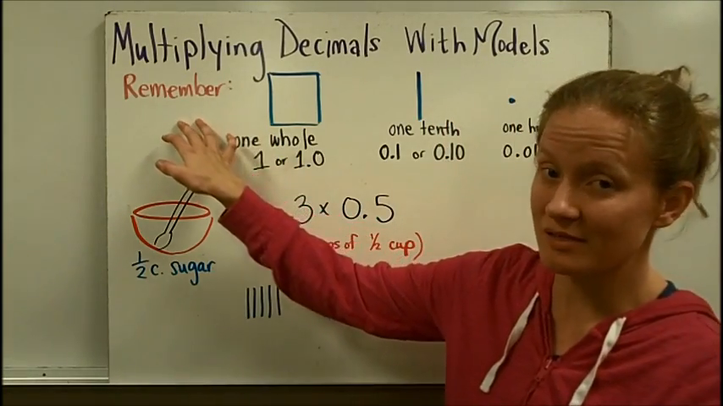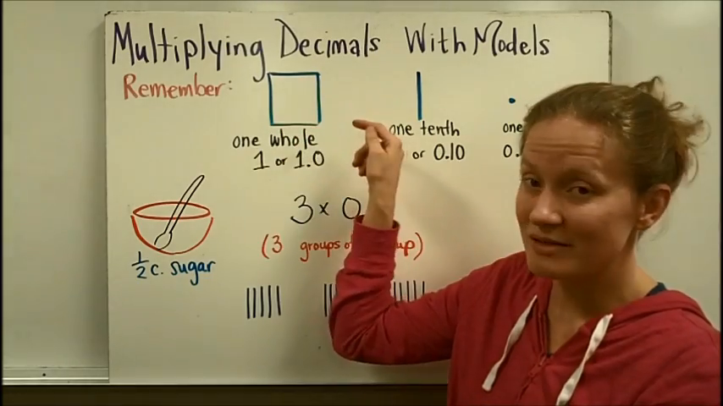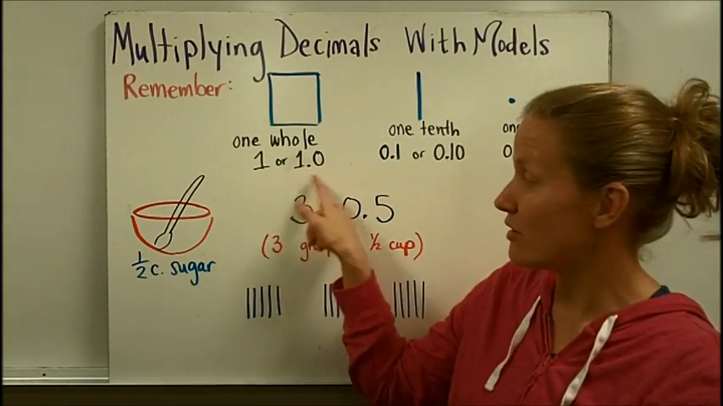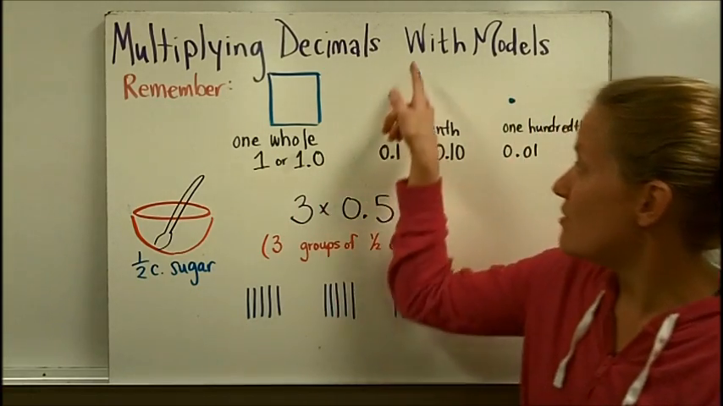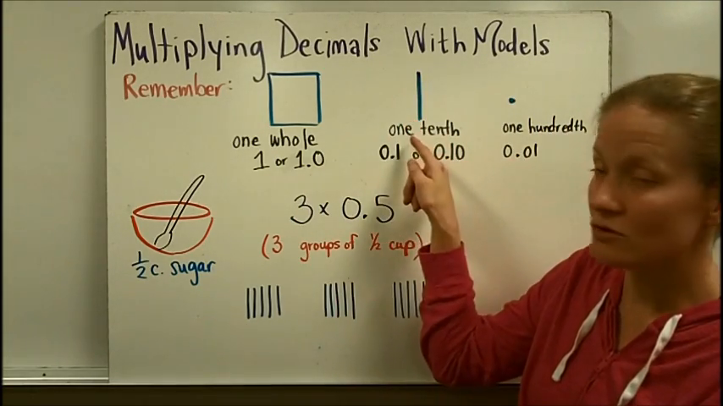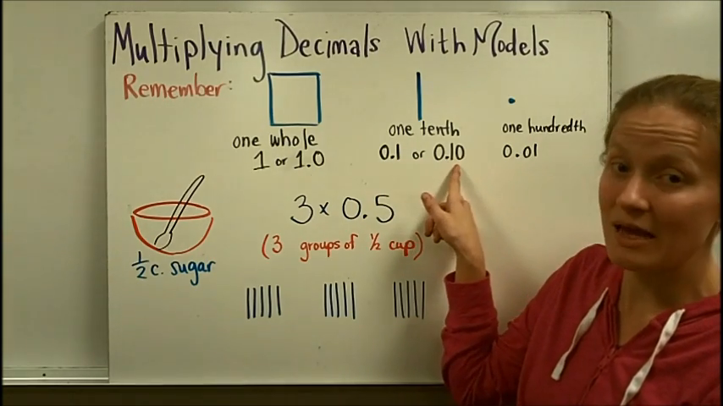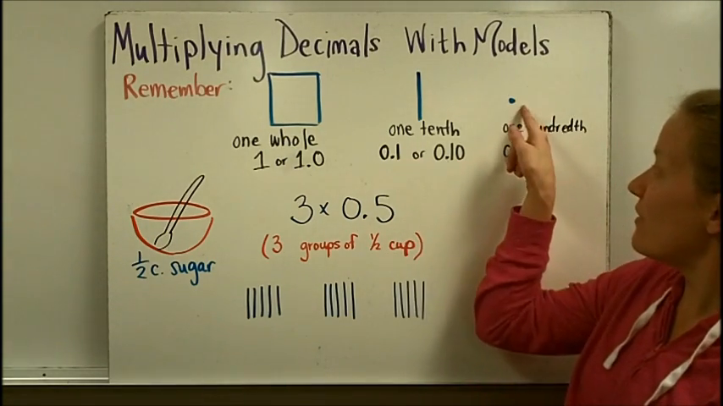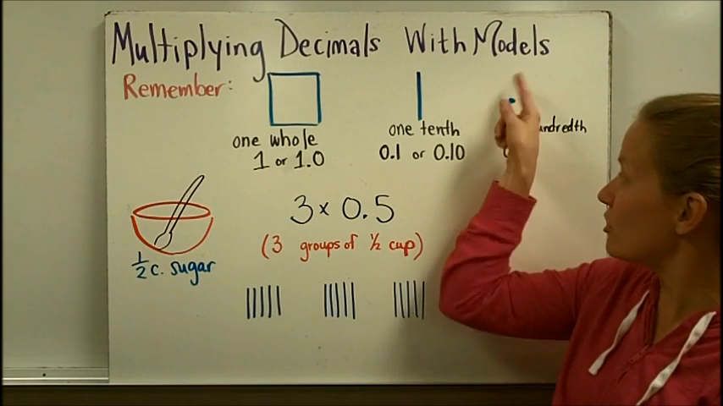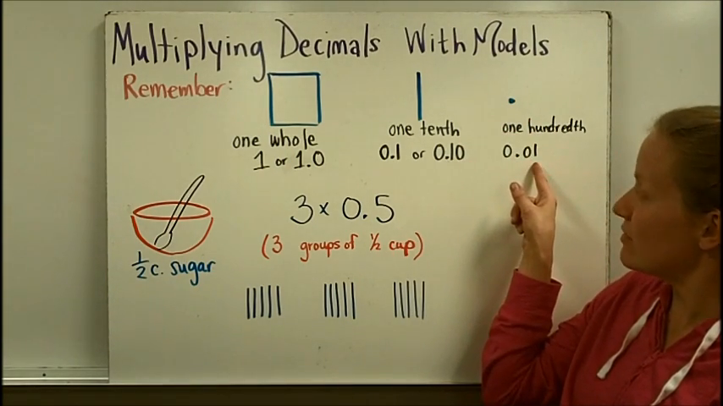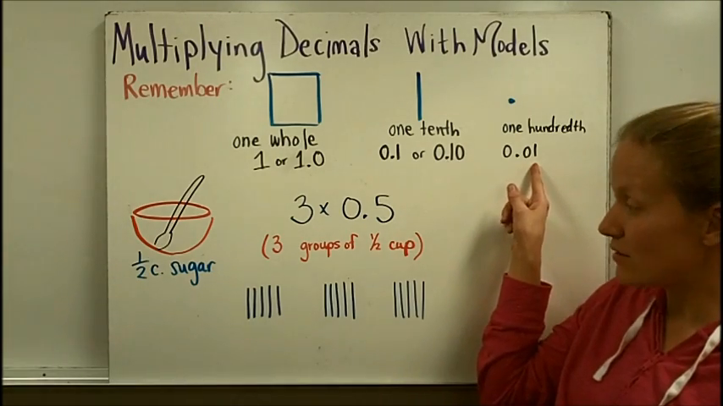Remember when we talk about decimals that the base 10 flat is equal to one whole. We have two different ways we can write it, with or without the decimal. The base 10 rod is equal to 1/10, and you can see that you can write it 1/10 or 10/100ths, it's the same thing. And then 1/100th, we're just going to write the cube as a little dot in this video, and here is how 1/100th looks in standard form.